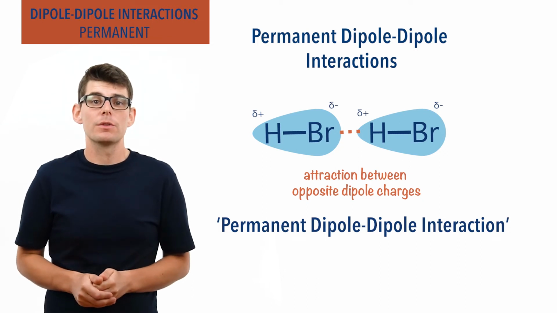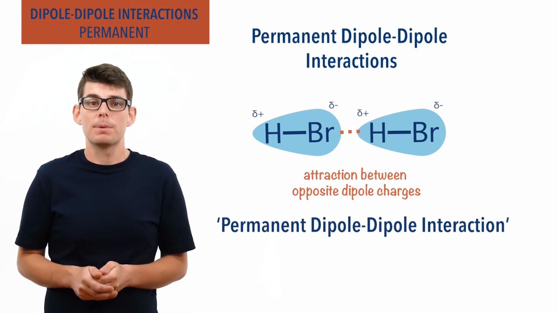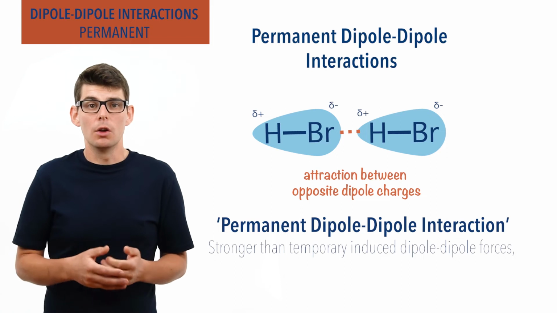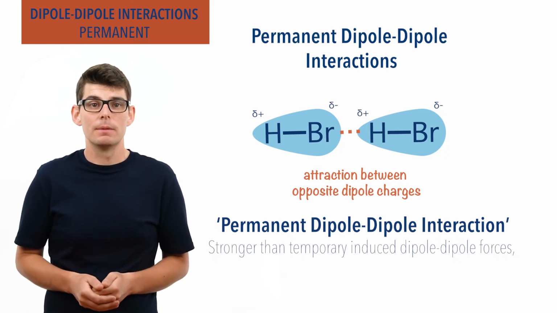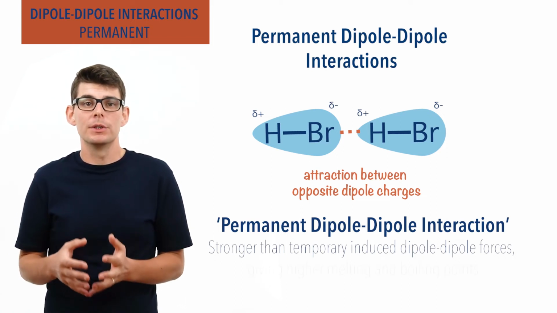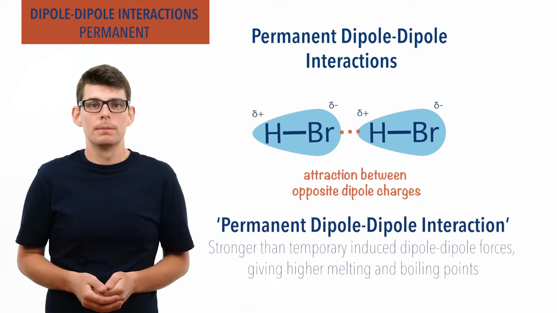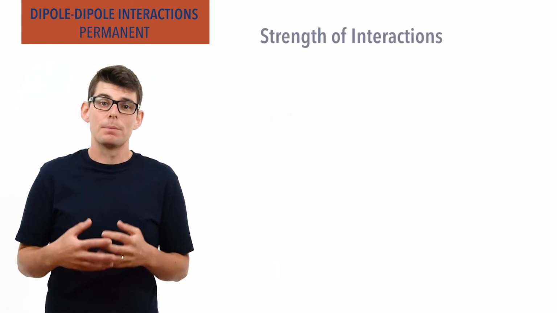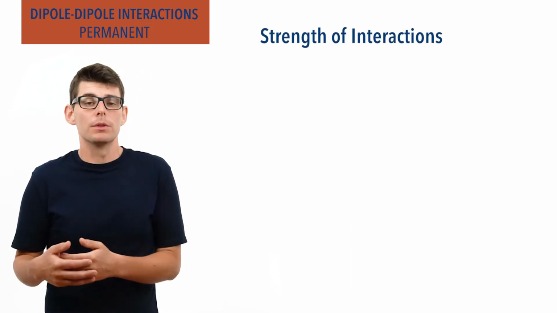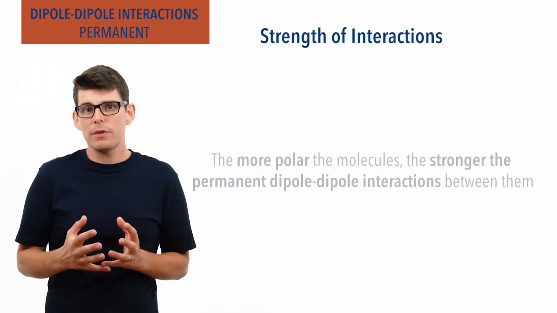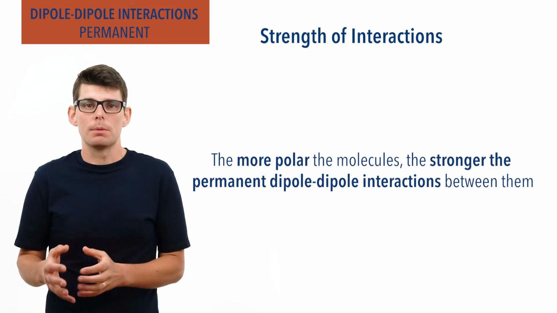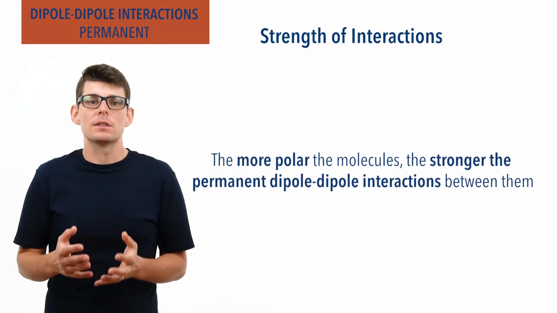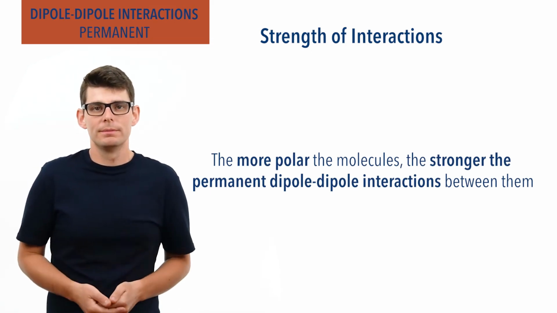Unlike London dispersion forces, this attraction force is permanent, making them stronger, longer lasting and harder to break, increasing the melting and boiling point of a substance that can make them. The strength of the dipole-dipole forces is based on the polarity of the molecules or bonds interacting. The greater the polarity, the stronger the dipole-dipole interaction, and the harder it is to separate the attracted molecules.